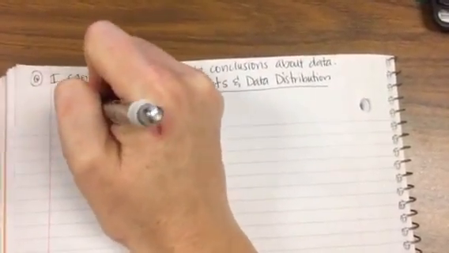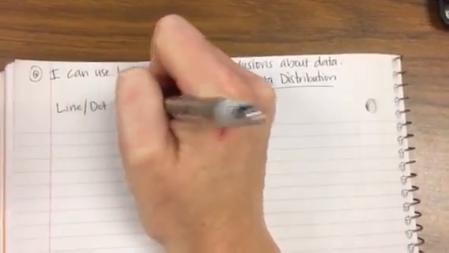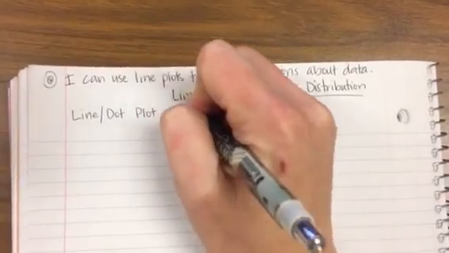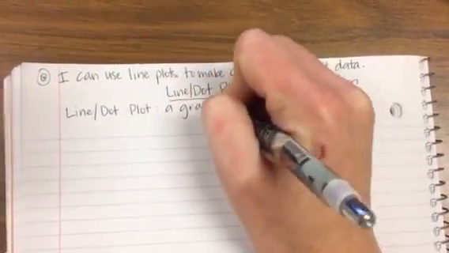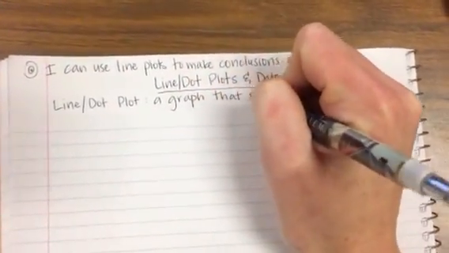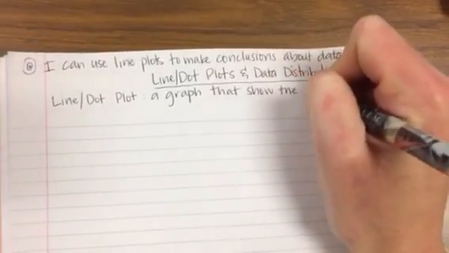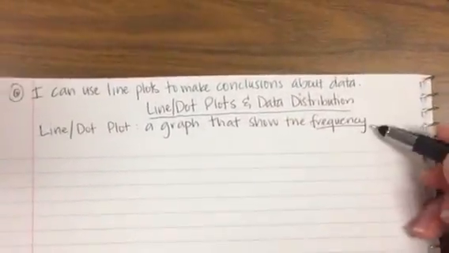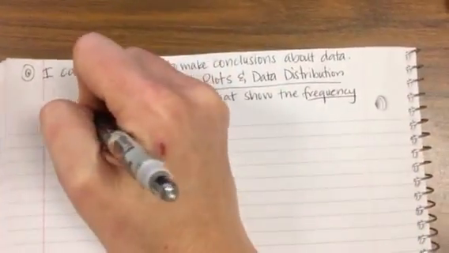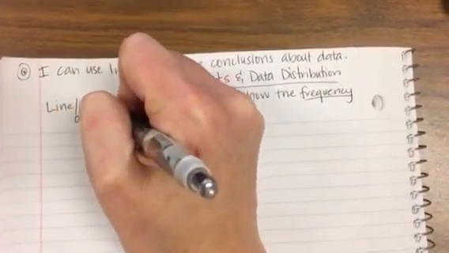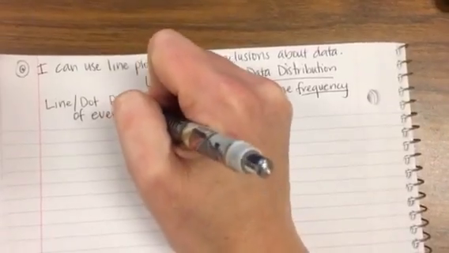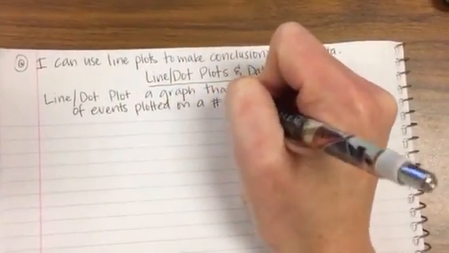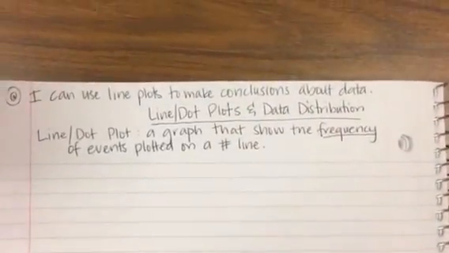So a line or a dot plot, you should have had these in elementary school, but a line or a dot plot is just a graph that shows the frequency, and that is a fancy word that we have been working on through this unit. Frequency means how often something happens, of events, plotted on a number line. And I'm abbreviating. If you want to write out the word number, go for it.